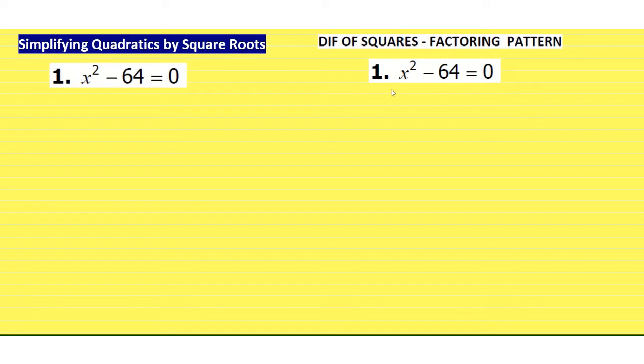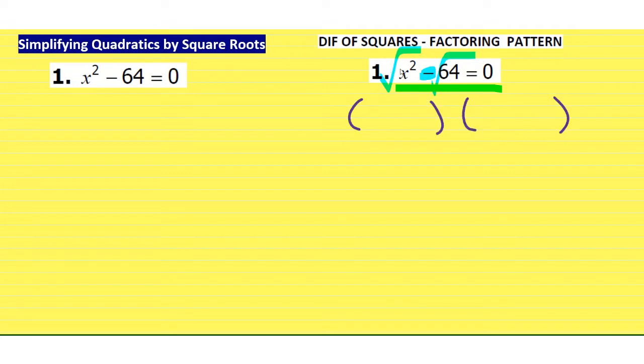I want to look at the same problem twice. X squared minus 64. Well, x squared minus 64 just happens to be a difference, and it also is the difference of two perfect squares. When we recognize that pattern, we can factor this according to the factoring pattern for a difference of squares. We can put our little parentheses here.